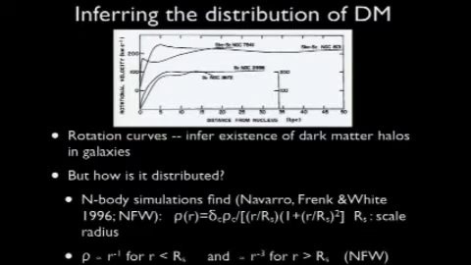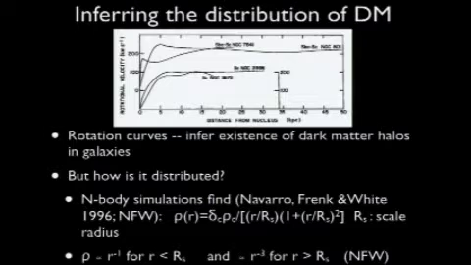Theoretical expectations from N-body or dark matter-only simulations suggest that it has a universal power law form that was first articulated by Navarro, Frank, and White. The density follows a r to the minus 1 profile interior to the scale radius and follows a r to the minus 3 profile exterior to the scale radius. This is the density that the dark matter follows in the spiral galaxy.